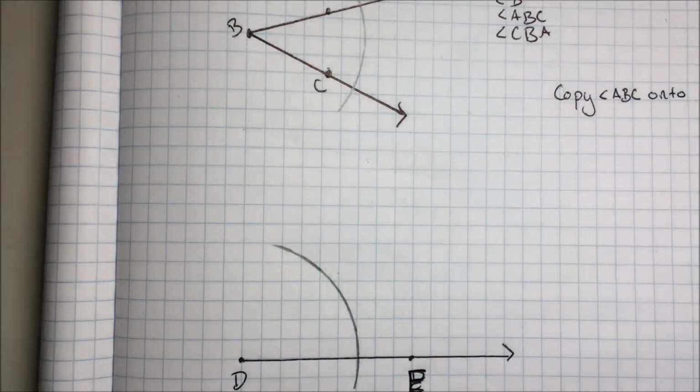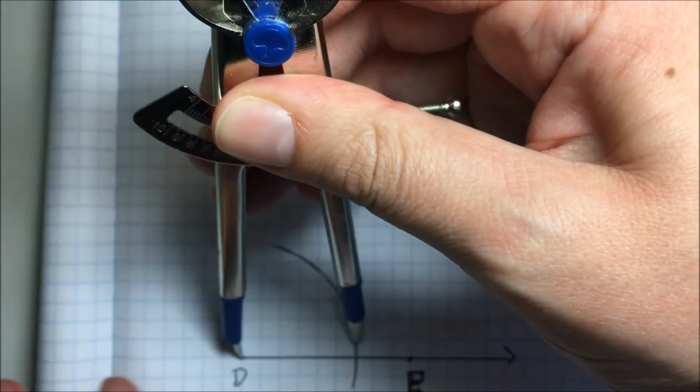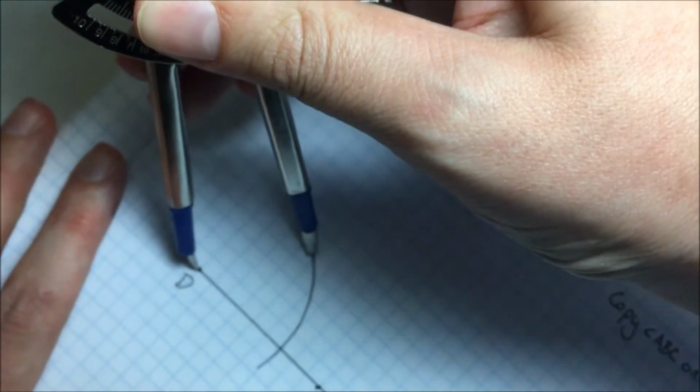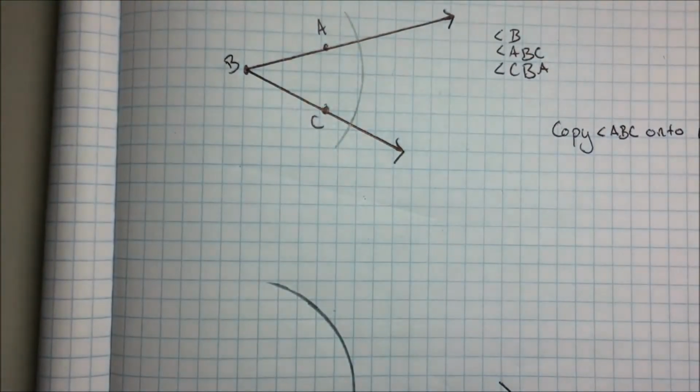Okay. There's 2 ways you can really use a compass. You can either move the compass, or you can move the paper. So some people use the compass by moving the paper. Either way is fine.